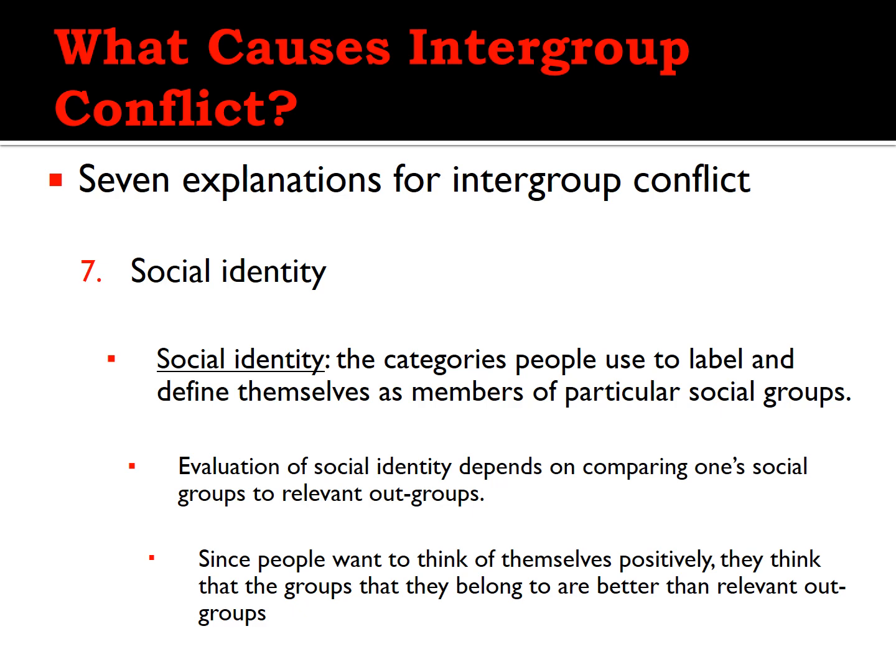They do so by comparing the groups to which they belong to relevant outgroups, or outgroups that share a common theme with the in-group, and that a person can't belong to if they belong to another particular in-group. That is, Catholics compare themselves to Muslims, since both of them share the common theme of religion, and you really can't be Catholic and Muslim at the same time.